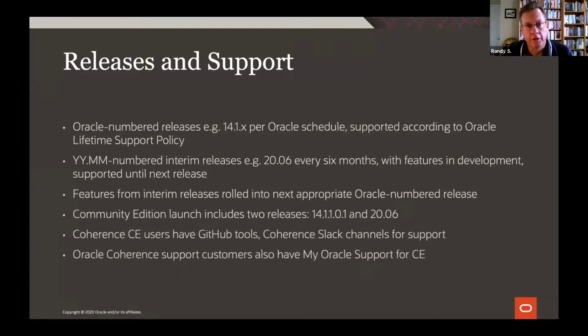And then finally, on the support side, Community Edition users have access to the GitHub tools, so the issue tracker and the wiki and so on. And they also have access to Slack channels. So we have a public Slack workspace for Coherence, and it has a general channel and a channel for our Kubernetes operator. And we can also create channels for specific users there. And that gives the public a way to interact directly with the Coherence development team over Slack.